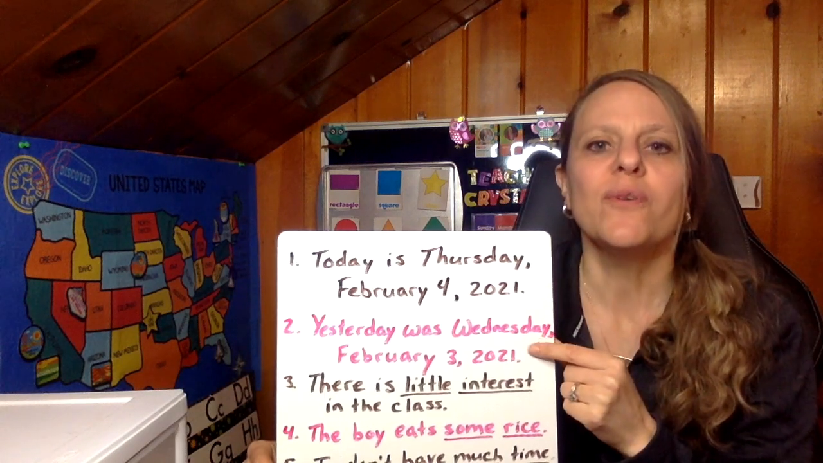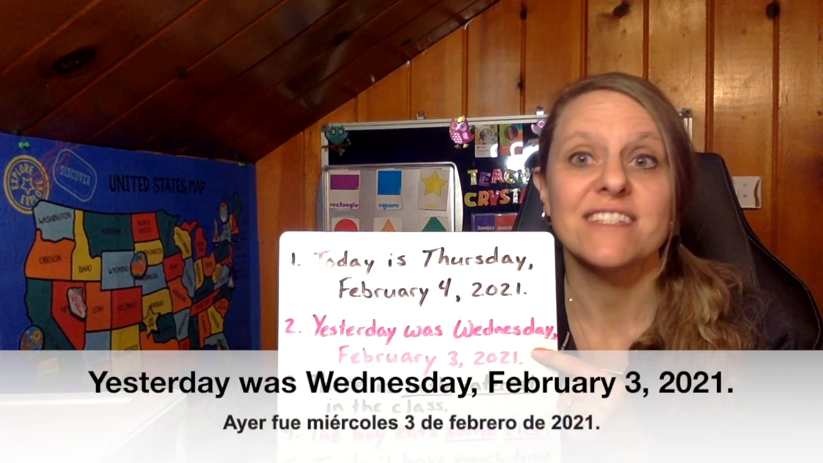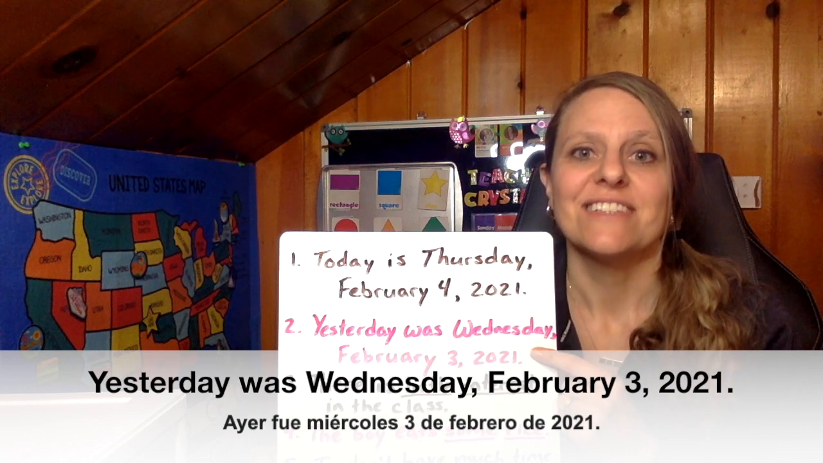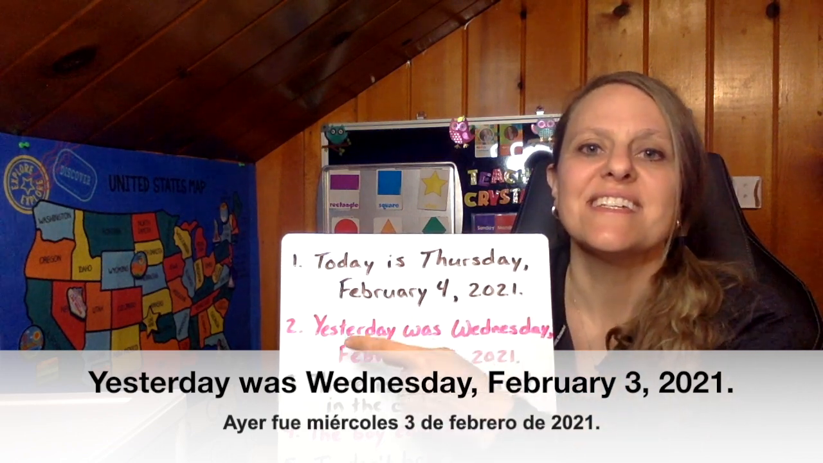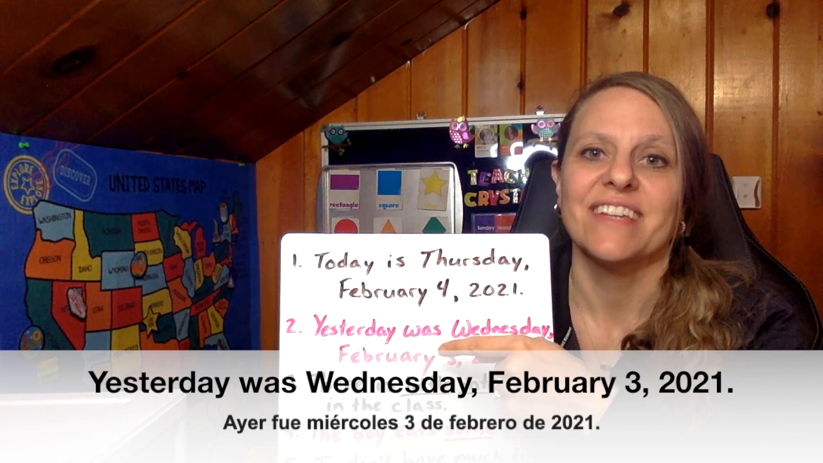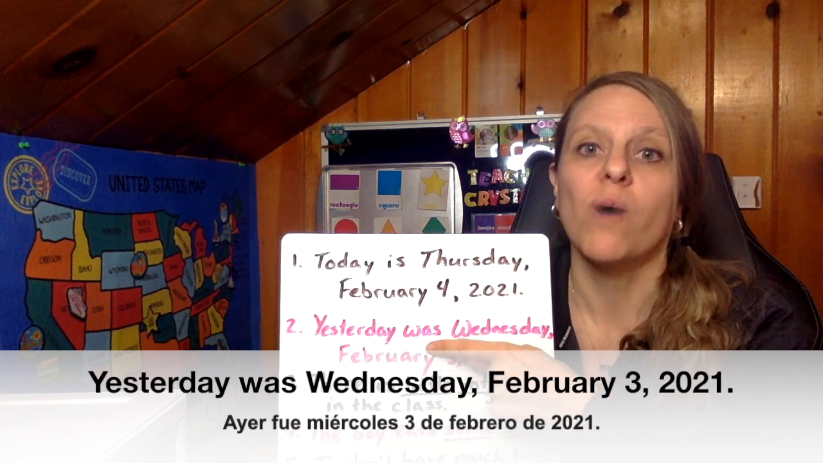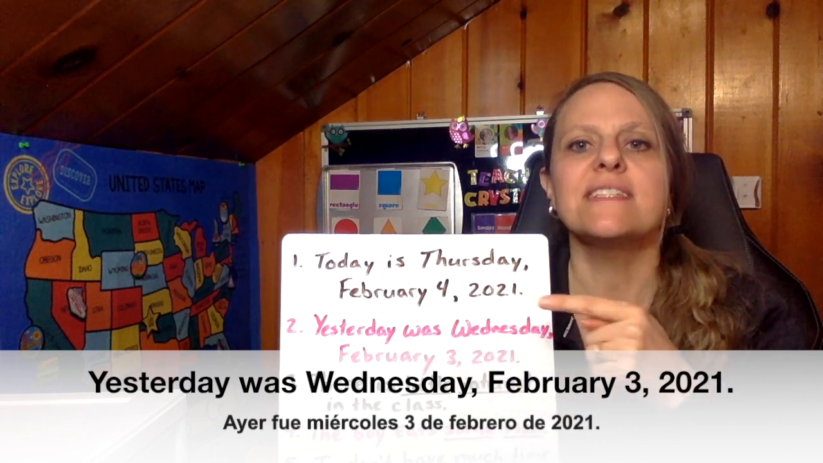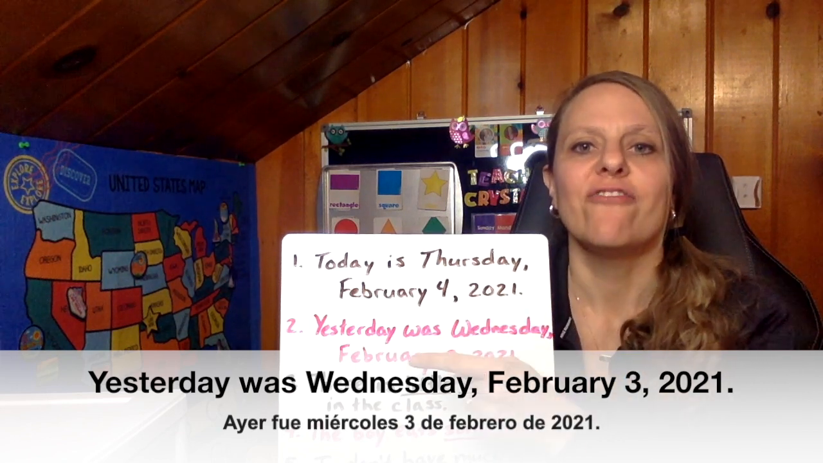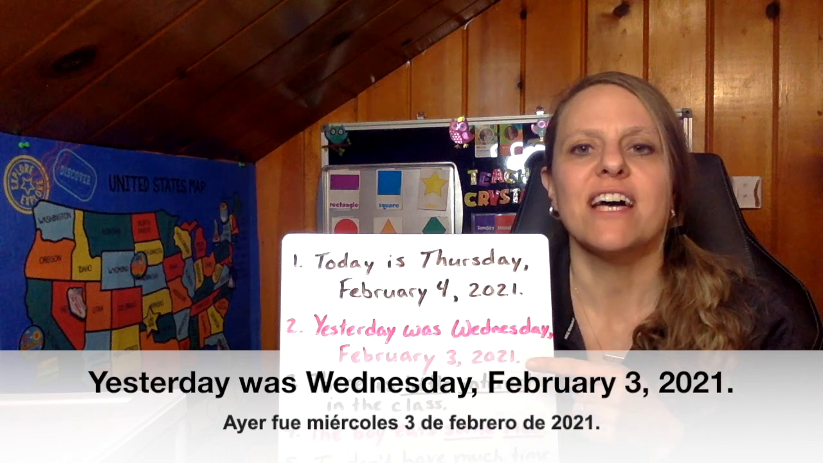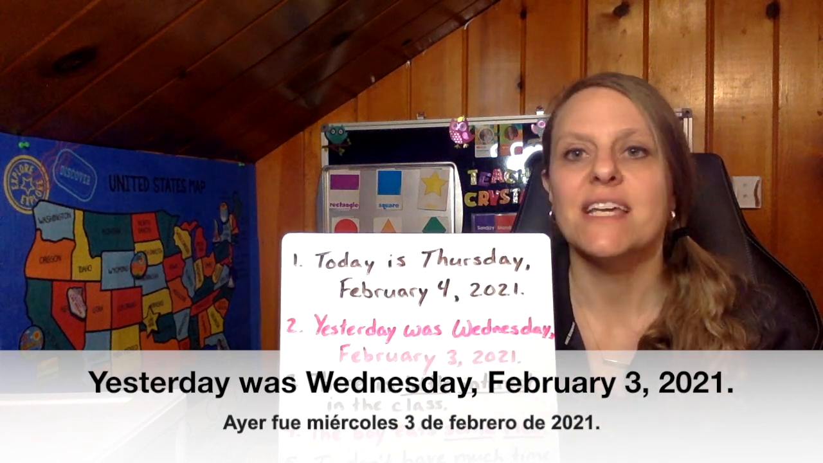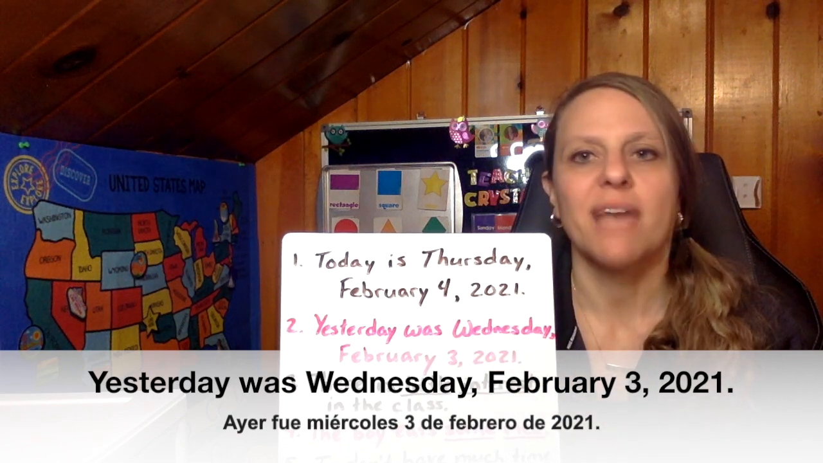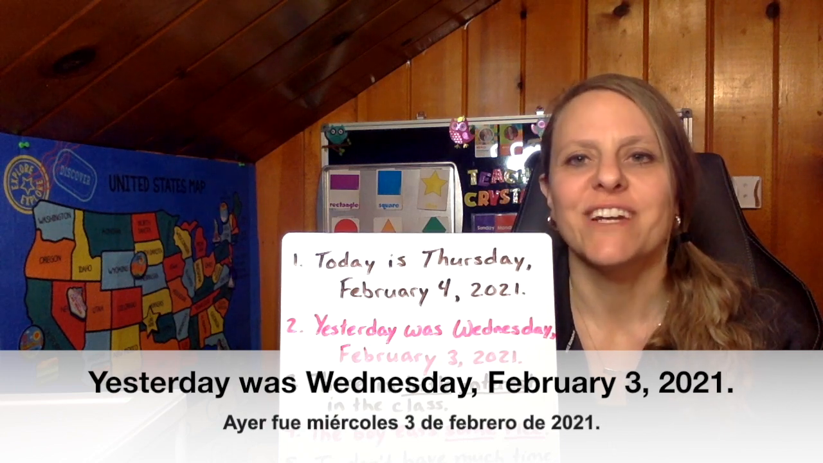Number two is the same, except it is in the past tense. So number two is yesterday. Was. Was is the past tense of is. Yesterday was Wednesday, February 3rd, 2021. The same rules apply, the same capital letters, the same punctuation.